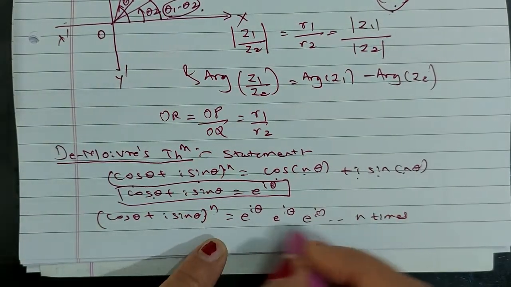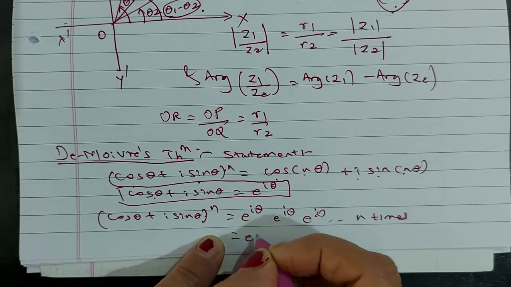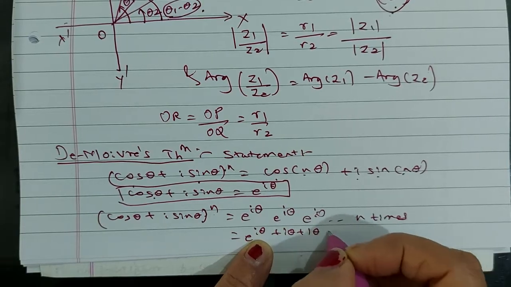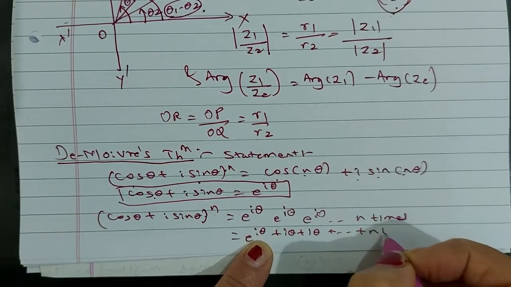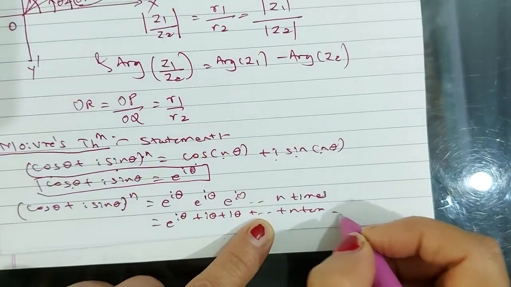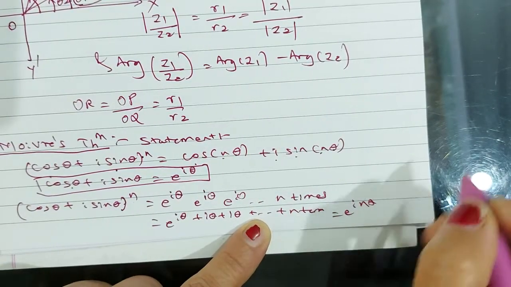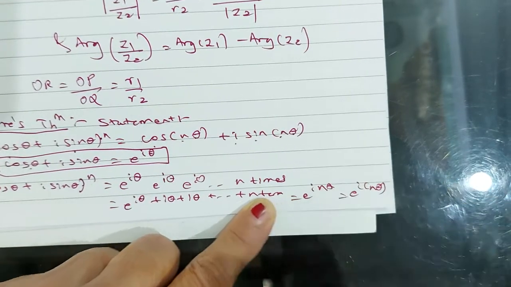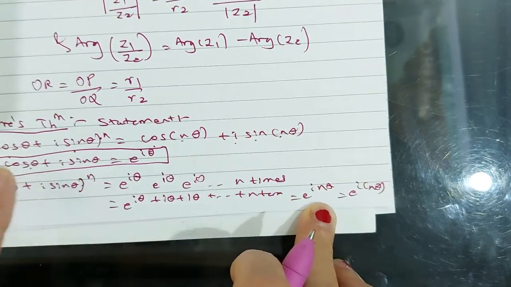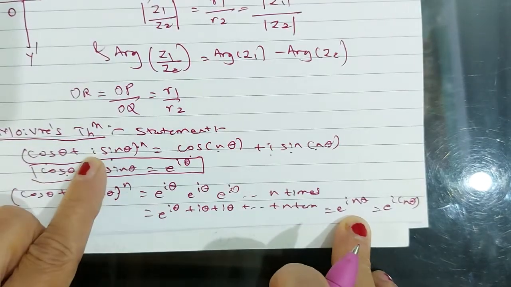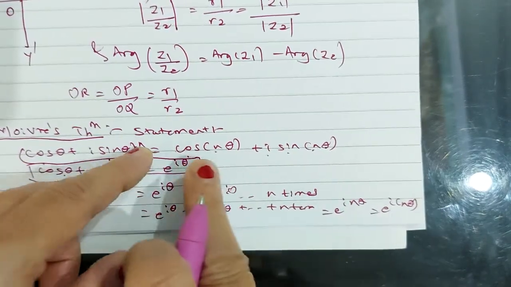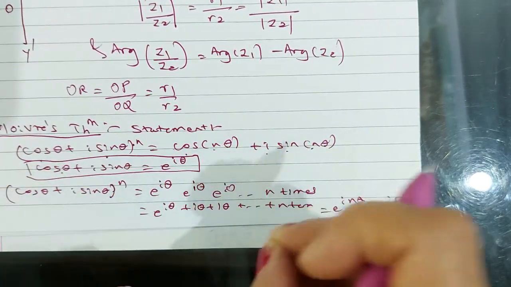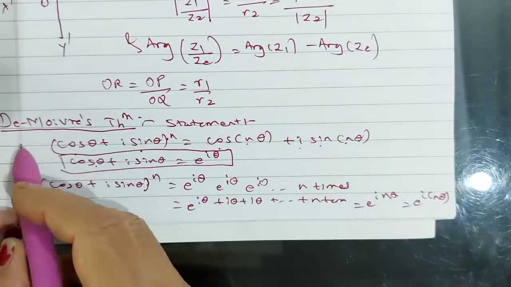Okay, so this is multiplication. Using laws of indices, I can write e to the power (i theta plus i theta plus i theta, and so on till n terms). This is nothing but e to the power i n theta, which we can write as e to the power i (n theta). Therefore (cos theta plus i sin theta) raised to the power n will be cos n theta plus i sin n theta. This is, in short, the smallest possible proof of de Moivre's theorem.